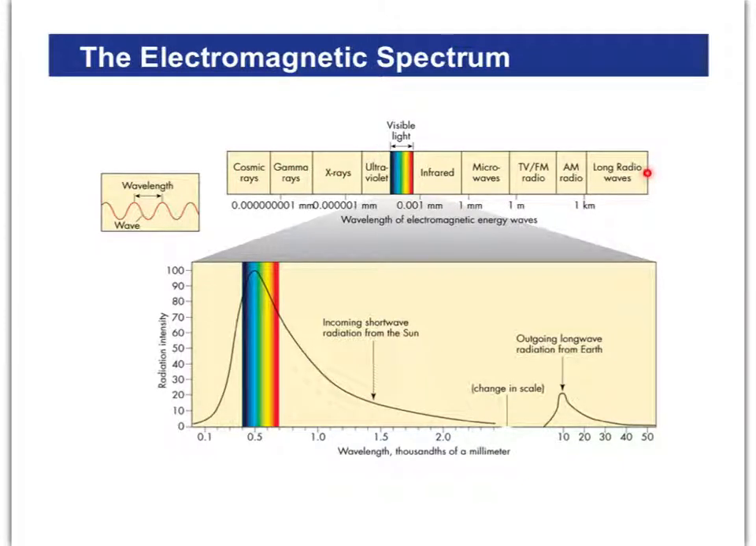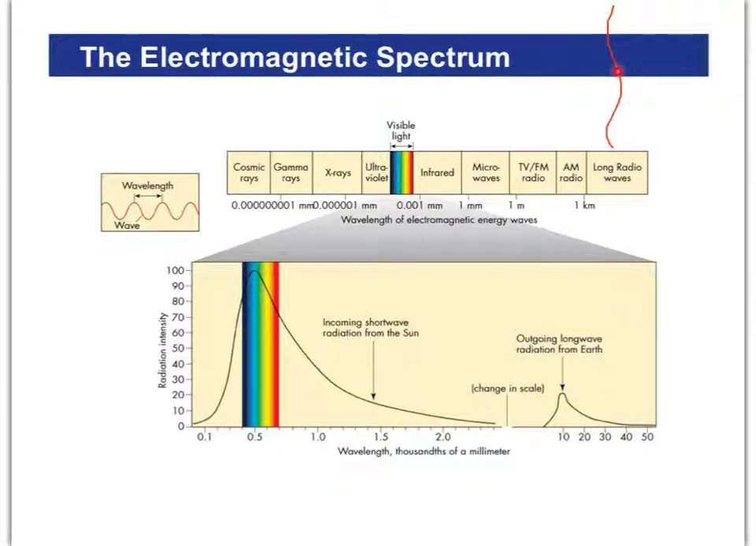The longest ones are radio waves. Very, very long waves, and they're low energy. They pass through you. They're passing through you right now. In fact, they're what makes your cell phone work. And they don't hurt you because they are low energy. They travel at the same speed as the rest of them, but they have fewer waves for a certain amount of time, so they're lower energy.